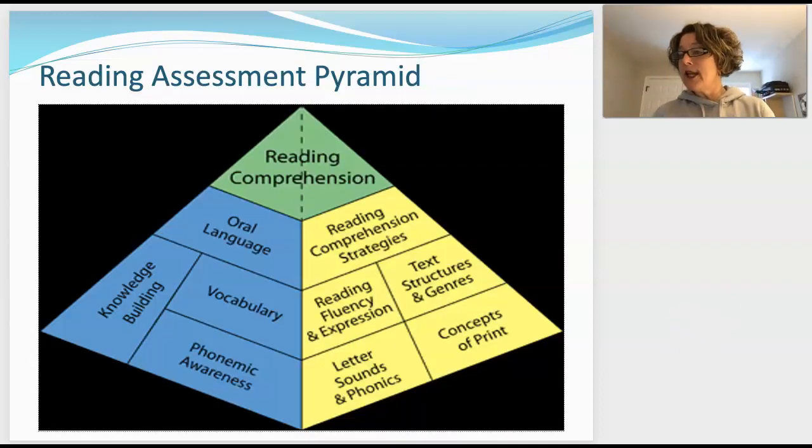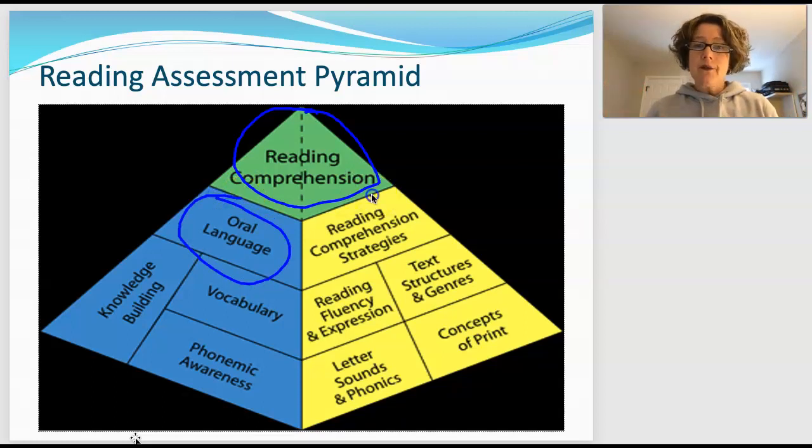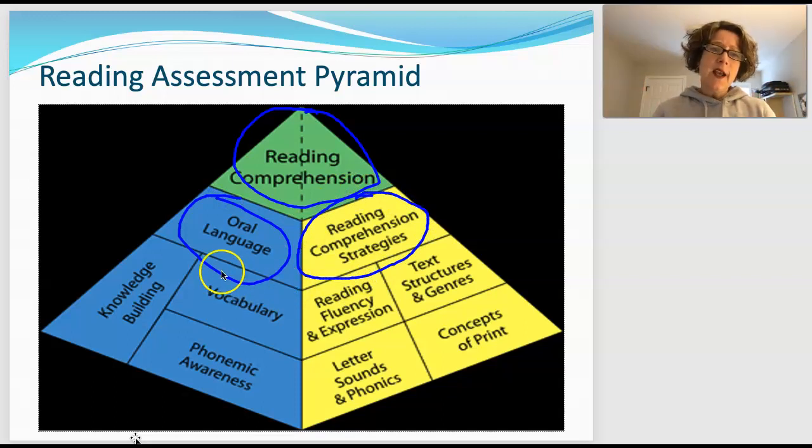Okay, let's pull it tight into reading assessment. So we're looking specifically at reading comprehension, of course, at the top of the pyramid. That's ultimately what we want to be assessing. Are our kids actually comprehending? Oral language is a big part. Reading comprehension strategies: do they actually know some strategies? Vocab. Hopefully these are not new terms.